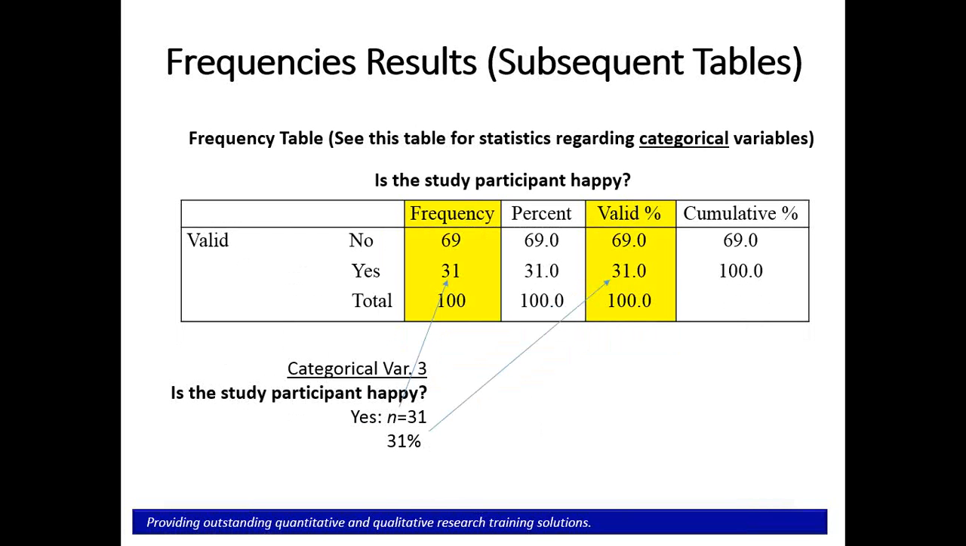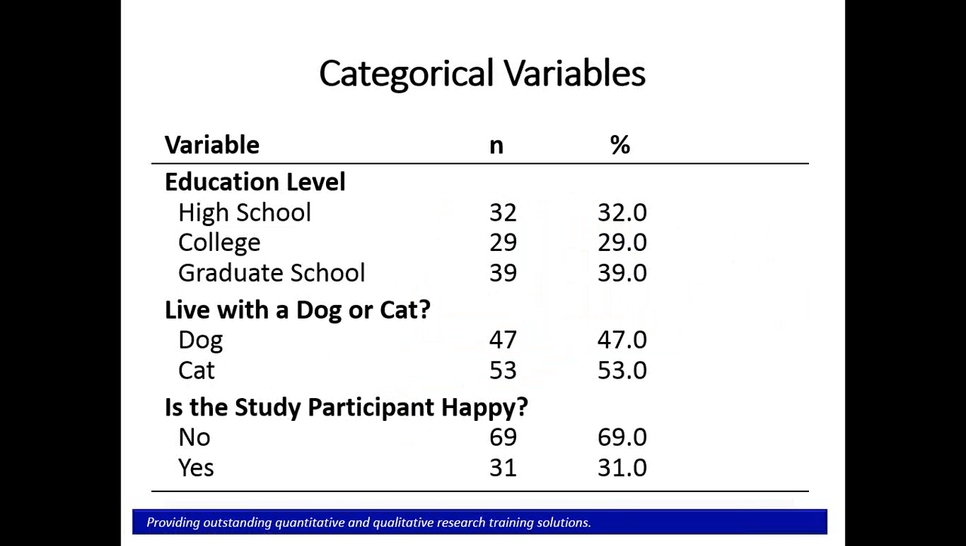But we see here, yes, we have 31 yeses. So the frequency is 31. 31 study participants are happy, which is 31% of the sample. So roughly 2/3 of the sample are not happy versus 1/3 of the sample that is happy. And that's a relatively even distribution. And we put that in a nice APA style table, and we add to it from last week the study participant happy, as the third variable.